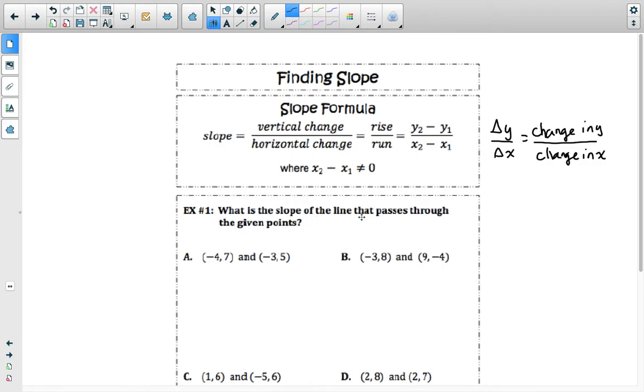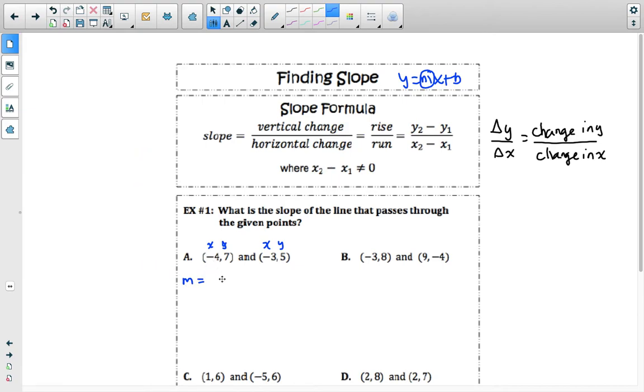What is the slope of the line that passes through the given points? We're going to use the formula change in y over change in x, knowing that you have two coordinates of x and y, and x and y. Our slope, we use the letter m to represent slope from our slope-intercept form. Again, that was y equals mx plus b. We want to find the slope. Slope is the coefficient of your variable x.